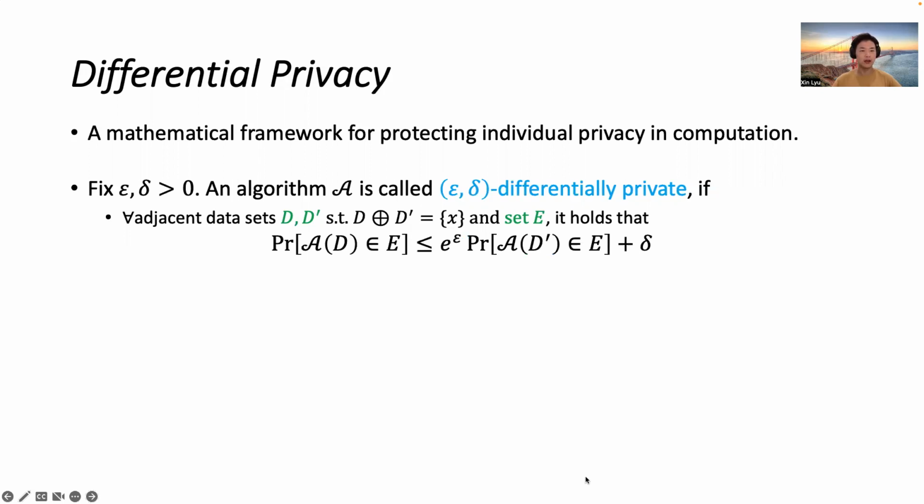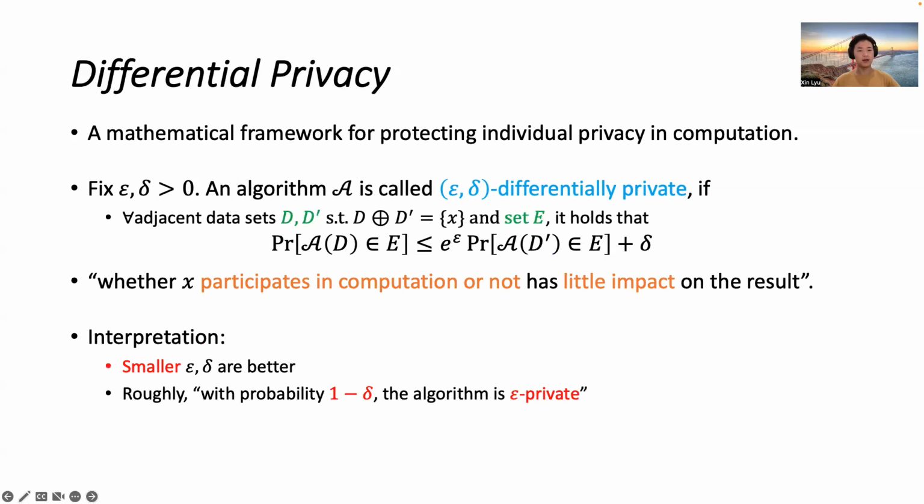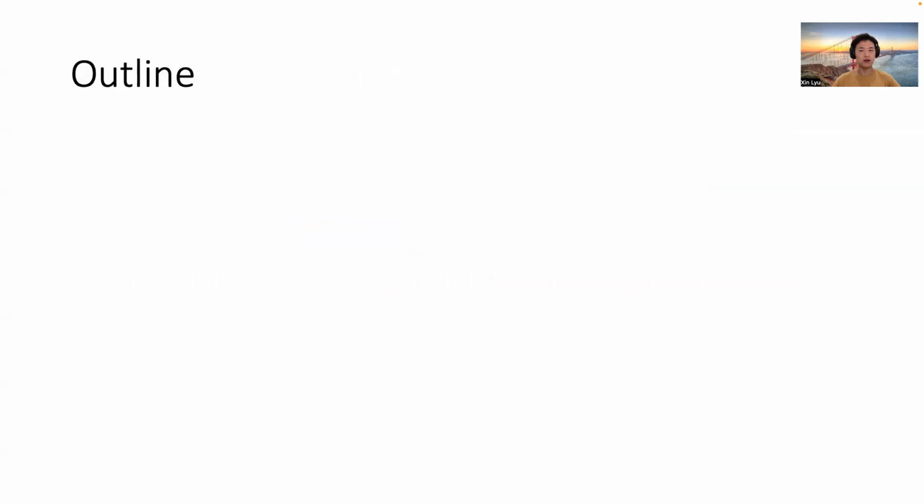Intuitively, it tells you that whether X participates in the computation or not has little impact on the result. And in this way, the privacy of the individual X is protected. Generally speaking, smaller epsilon and delta are better for privacy. And roughly speaking, we can interpret this definition as saying, with probability 1 minus delta, the algorithm is epsilon private. Now, here is an outline for the rest of the talk.